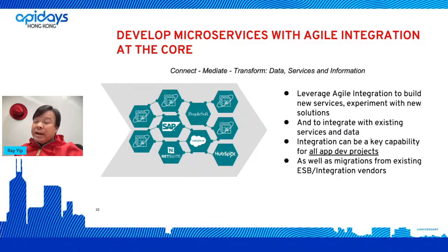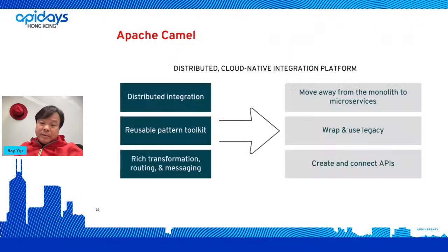Actually, integration shouldn't only be solid for integration-specific projects. It also should be the core development platform for all applications. Let's discuss more about Apache Camel as the open source integration example. It is a lightweight integration technology used in mission-critical deployments, for example in government, healthcare, financial services, and more.